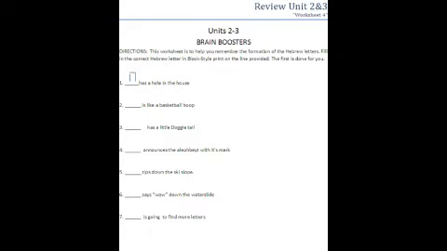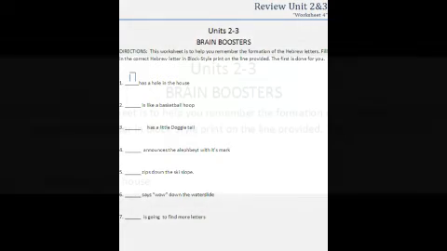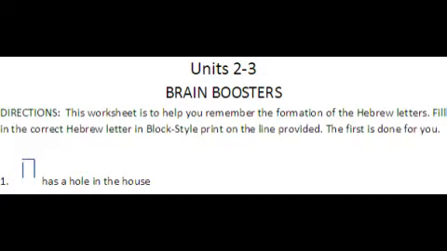What I did for this page is we have brain boosters. On this worksheet, this helps you remember the formation of the letters. Keep in mind these are all mnemonic memory tools to help you identify something tangible with these letters. The first one here is done for you. Hey has a hole in the house. Then number 2 is blank, which is like a basketball hoop, and you write the letter there. Number 3 is blank, and it resembles the doggy tail, so you write the letter on the blank, and so forth. Go ahead if you'd like and take the time to do your brain boosters.